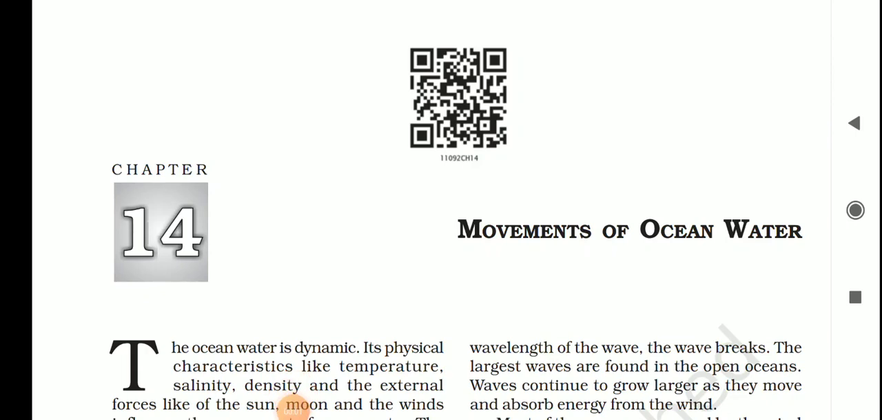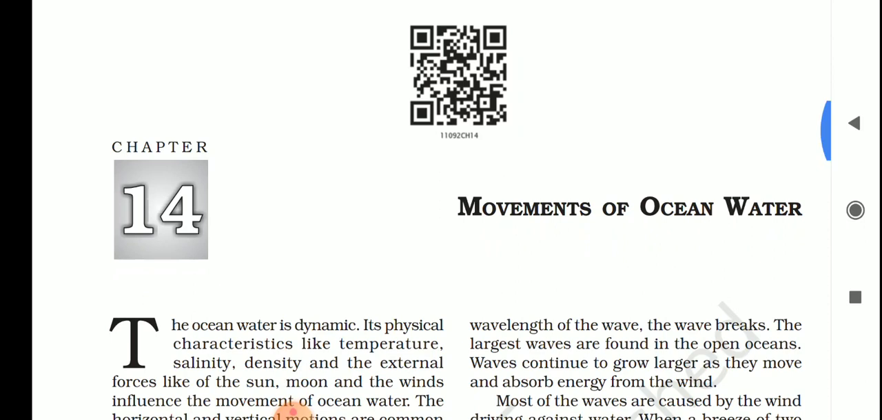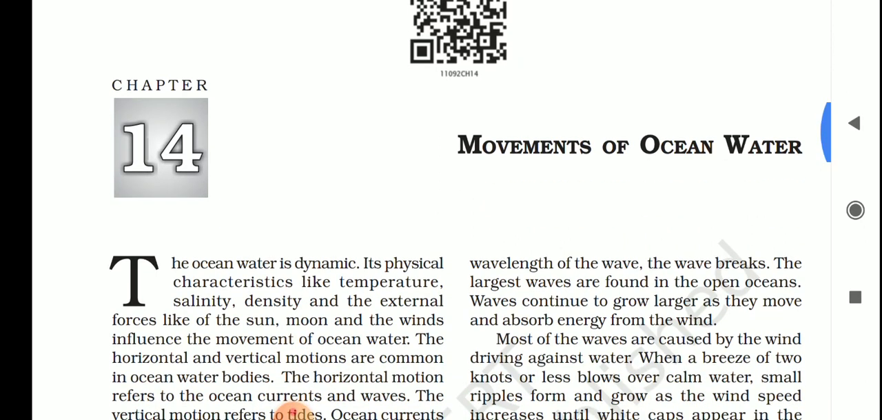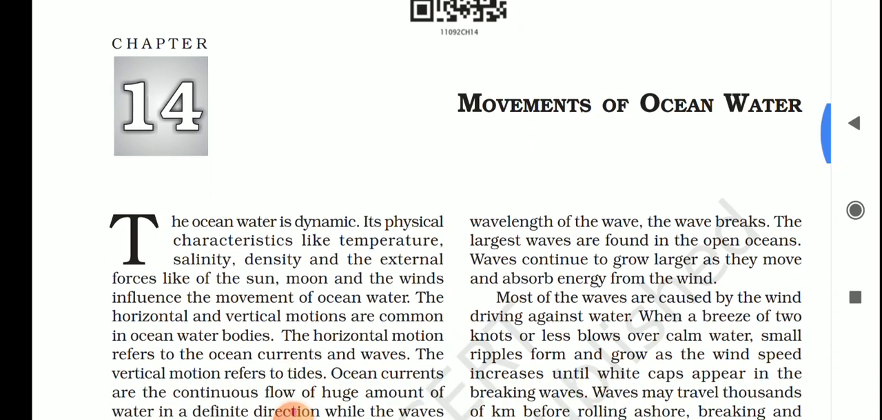Very good morning, students. So, this is your 14th chapter, Movements of Ocean Water, and this chapter I have taken from the first book. Before this chapter, we have two more chapters regarding the ocean, but here we'll talk about the movements of ocean water. And as you know, ocean water is not static. There are some different factors which disturb the equilibrium, and ocean water moves. That's why it is in motion all the time.